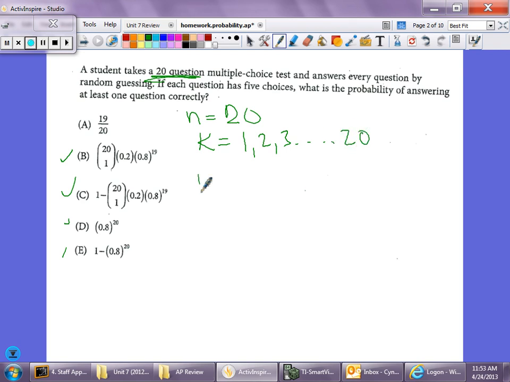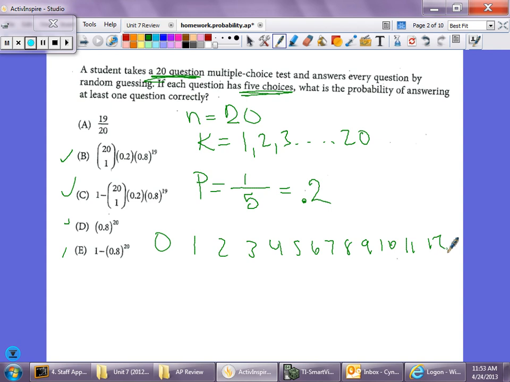And the probability of success on any one trial, they tell me, is... Well, they don't tell me, do they? Oh, 5 choices. So if 1 is correct out of the 5, my probability of success on any one question is 0.2. So right away, my mind goes to a binomial CDF where I'm going to write out, I have 20. So 0, 1, 2, 3, 4, 5, 6, 7, 8, 9, 10, 11, 12, 13, 14, 15, 16, 17, 18, 19, 20. I want to know the probability of getting 1 or more correct.